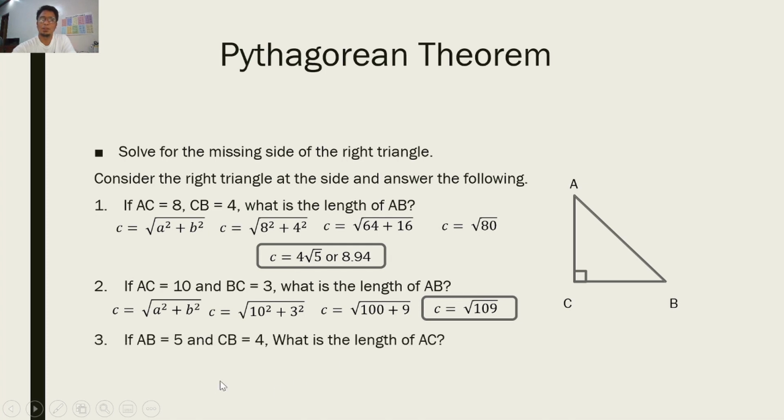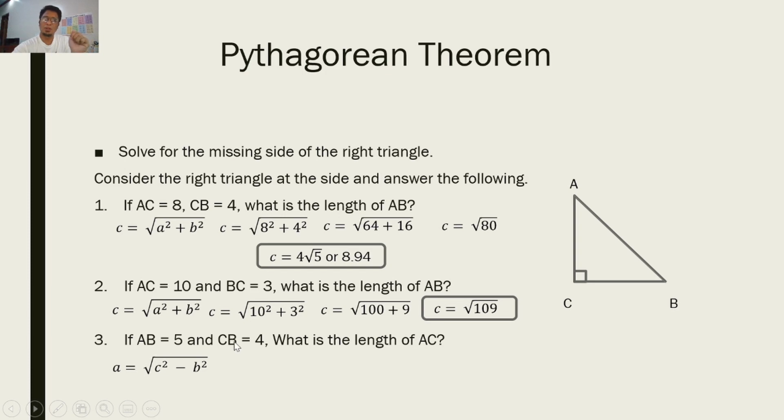Okay? Number 3. If AB is equal to 5, so ito naman siya, AB. And CB is equal to 4. What is the length of AC? Kung napansin natin, kakaiba ito. Bakit? Ang given, ayun, opposite ng 90 degree, hypotenuse. And then, yung nakahiga, I consider it as base. So, nawawala altitude. So, pagkaganyan, isa sa leg yung nawawala, ito formula.